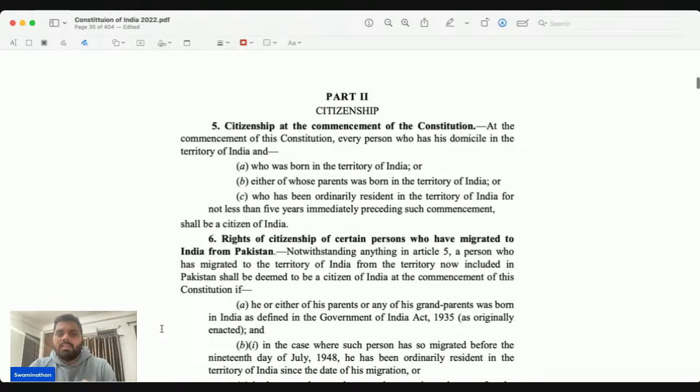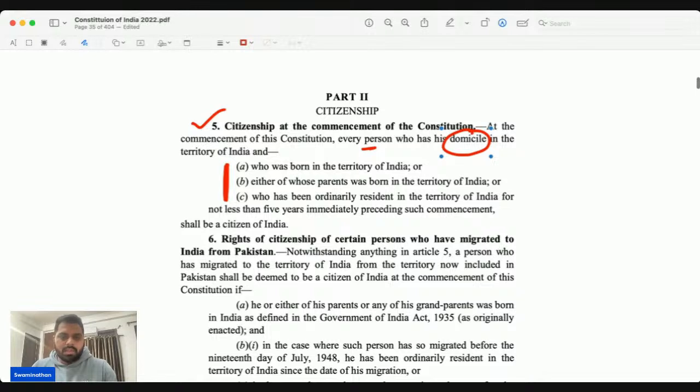Article 5 gives us citizenship by domicile. It talks about every person at the commencement of the Constitution who has domicile in India. The first criteria is that they should have a domicile. So Article 5 says there are 2 criteria to be fulfilled. First, the person was domiciled in India, and the second criteria is that they fulfill one out of these things. Firstly, the person is domiciled in India and was born in India.